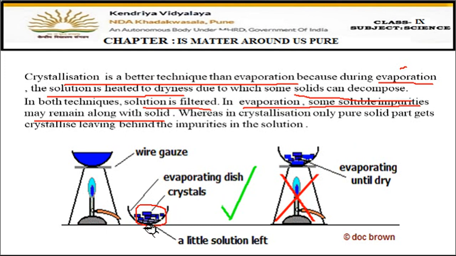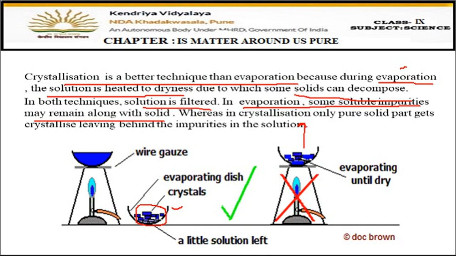So these are the crystals, you can see these blue color crystals. So this is by crystallization. Impurities remain in the dish below, and only the solid pure form gets crystallized. Whereas in evaporation, impurities can still remain with it, because we are not forming crystals, we are just evaporating the liquid. So the solvent will evaporate, but the impurities can remain with the solid form here. So crystallization is a much better technique than evaporation.